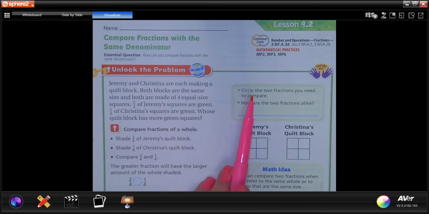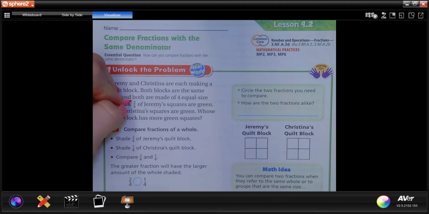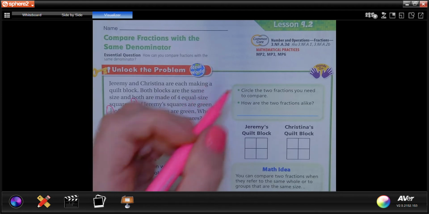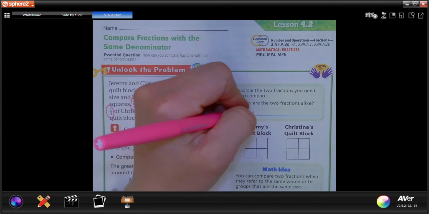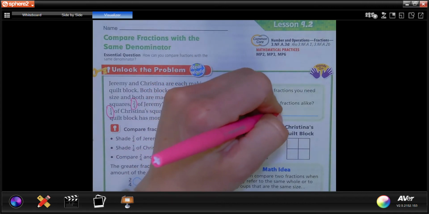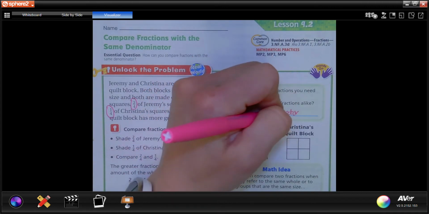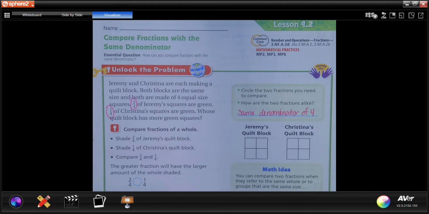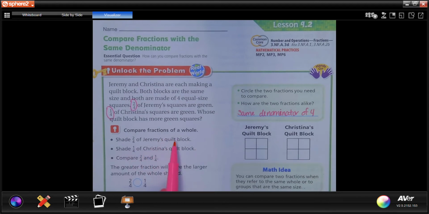We are going to circle the two fractions we need to compare. All right, well, 2/4 and 1/4. How are the two fractions alike? Well, what do they have the same? They have the same denominator of 4. We are going to compare fractions of a whole.